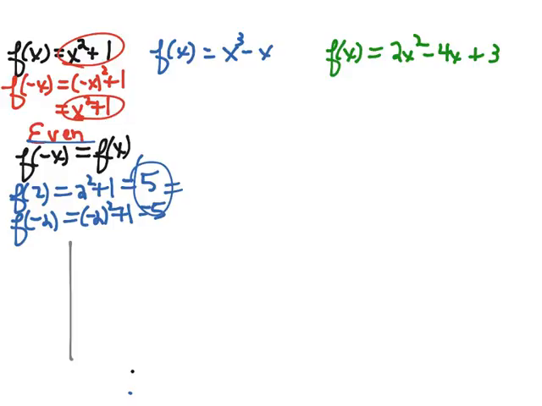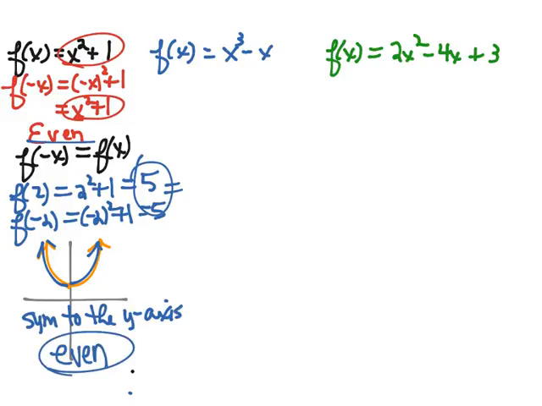Graphically, if we look at the graph of this function, this is a parabola that's shifted up 1. So its graph would look something like this. Notice that if you were to take the right half of the graph and reflect it across the y-axis, you would get the same thing on the left side. Whenever you have a function that is symmetric to the y-axis, then you know that you have an even function. So graphically, I can tell that this function is even because it's symmetric to the y-axis.